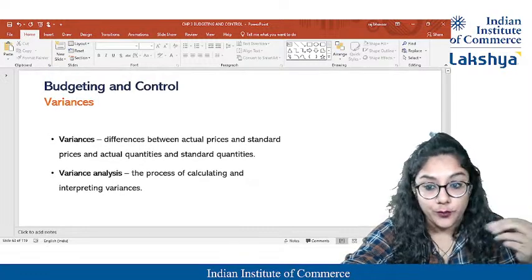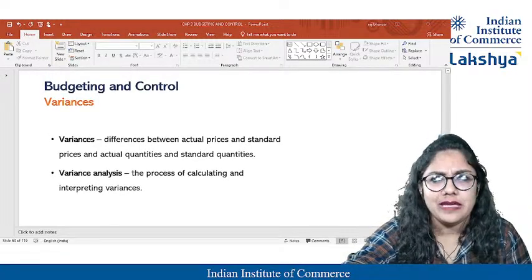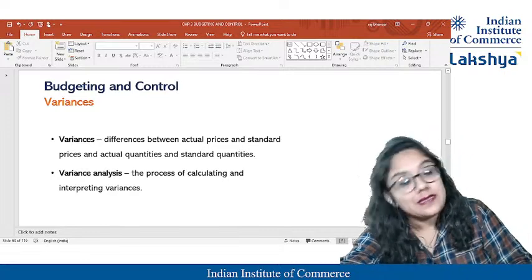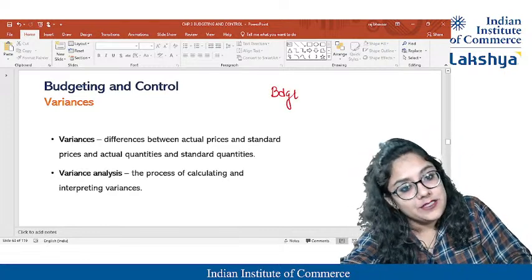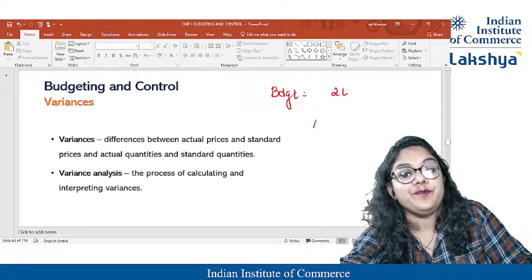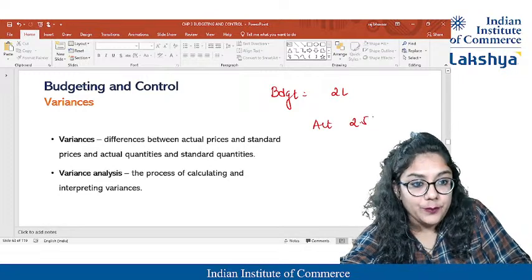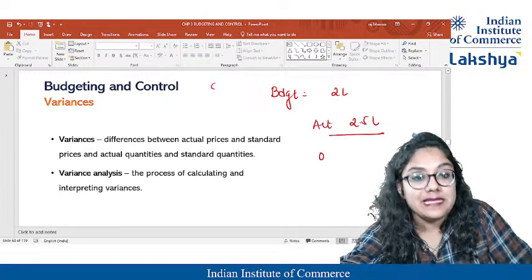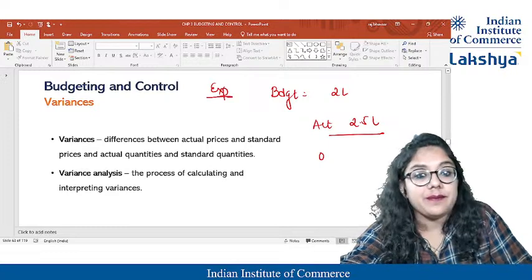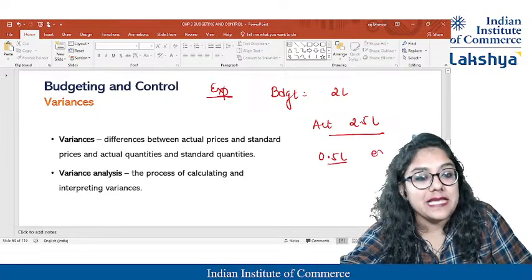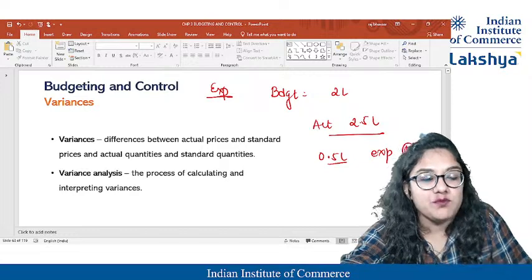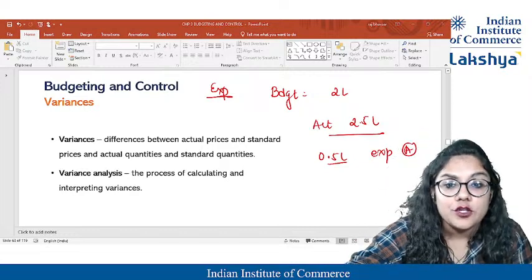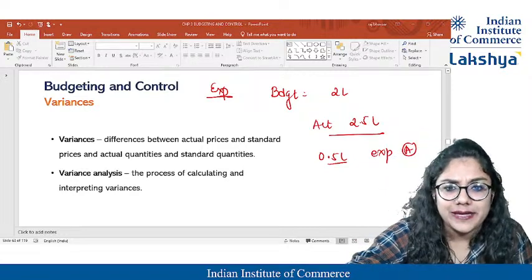Now this is also important. What is the meaning of variance? Say for example, on day 1 I made a budget of, let's say, 2 lakhs. Actual happened to be 2.5 lakhs. So you'll say, ma'am, let's say it's an expenditure. It's 0.5 lakhs more expenditure, so it's adverse, bad. So it is easy now to compare it.